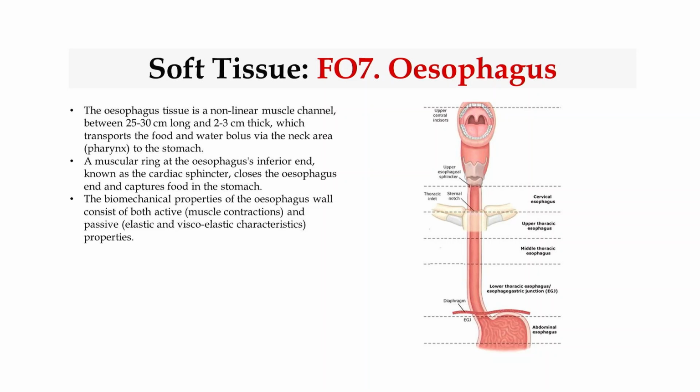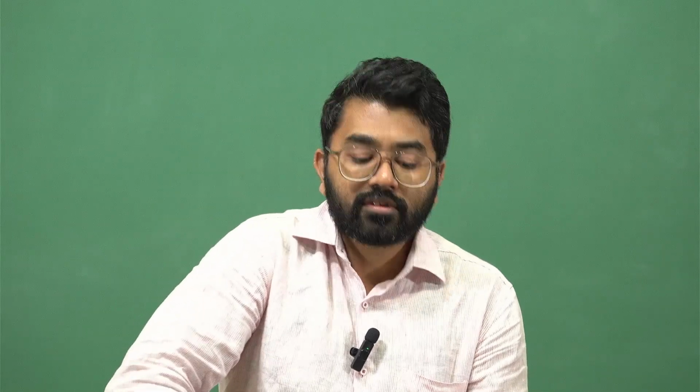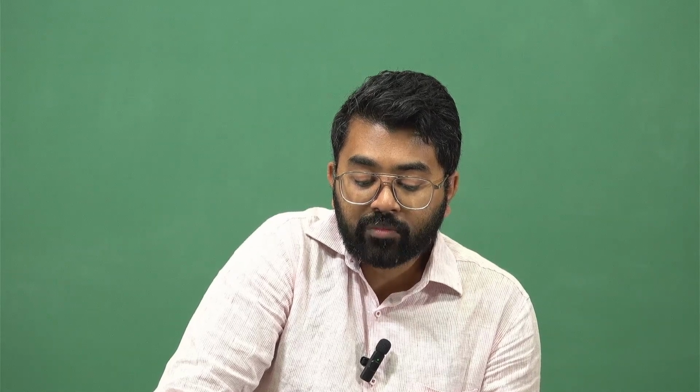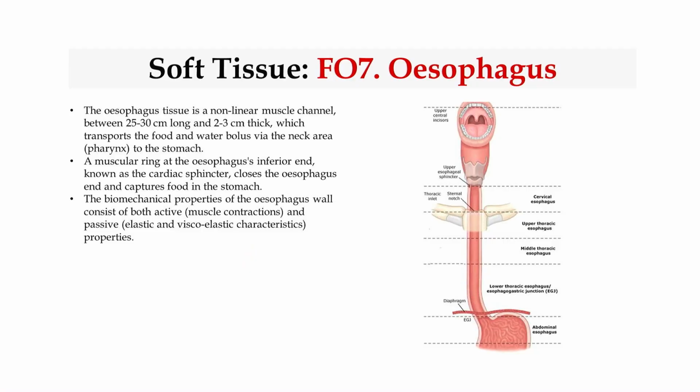And then there is a diaphragm, which typically separates two different organ systems. And then you have the abdominal esophagus, where finally the food is going to your digestive system, right? So this is as far as the esophagus structure and the different soft tissues involved are concerned.